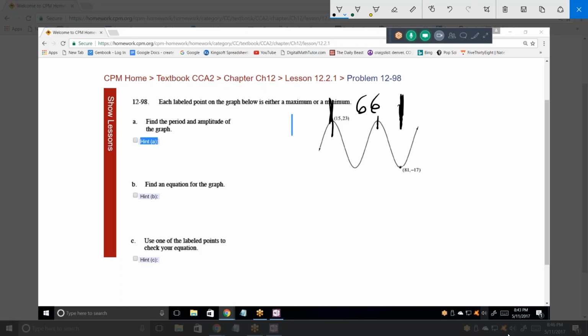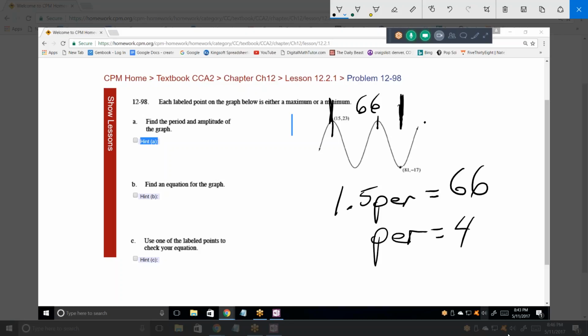It's always one period from peak to peak, so the next period is going to be here. That to me looks like 1.5 periods. So 1.5 periods equals 66. What's the period equal? Is that what 66 divided by 1.5 is? 44. That's the period. Even though they don't give us coordinates at this point, as long as we have coordinates and we can figure out how much of the period we're talking about, we can always use a little algebra to calculate the period.